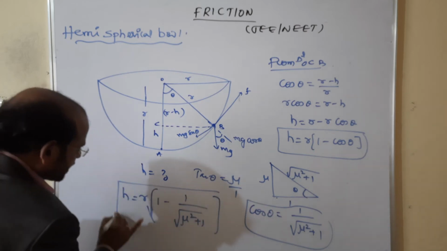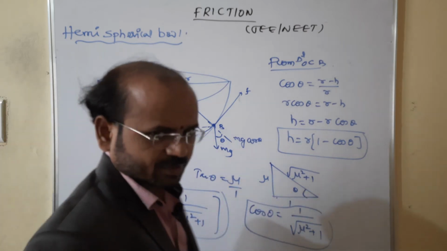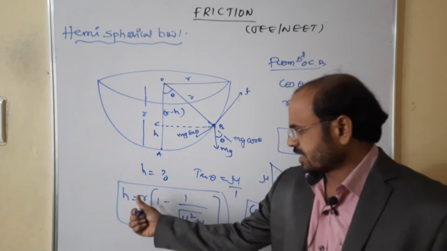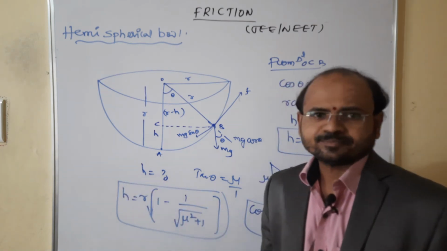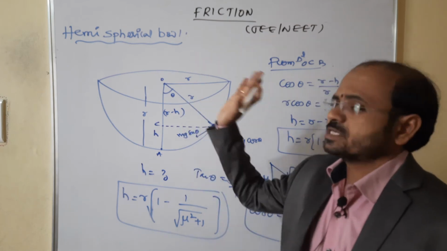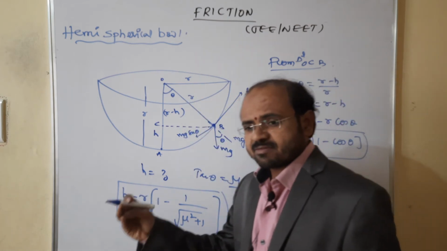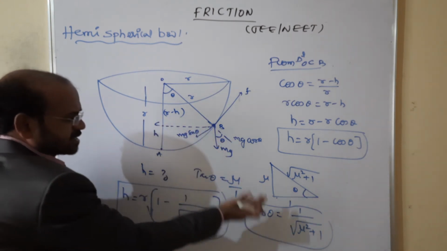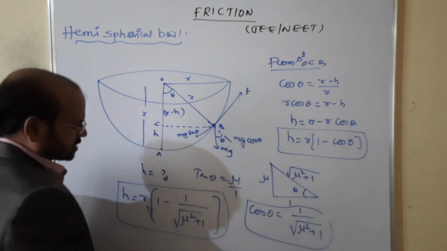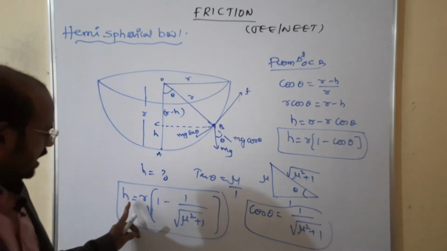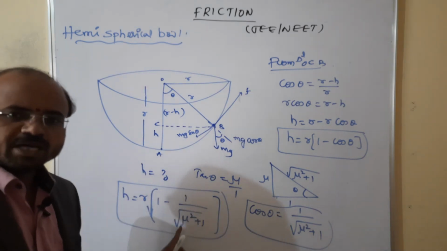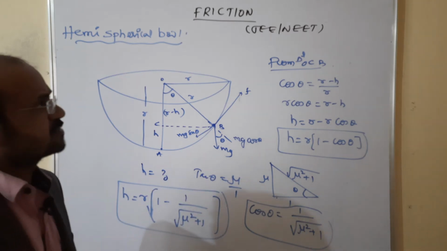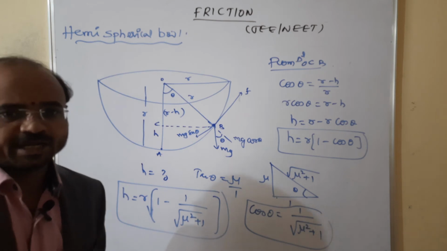If in the question mu is given, then use the mu value and the radius of the bowl to get the height. This is the concept related to the hemispherical bowl. When the insect is traveling up and at one point it loses contact, that height is h equal to r of 1 minus cos theta, or in terms of mu, h is equal to r of 1 minus 1 by root over mu square plus 1. This is the concept, and on this basis we have some problems related to JEE and NEET.